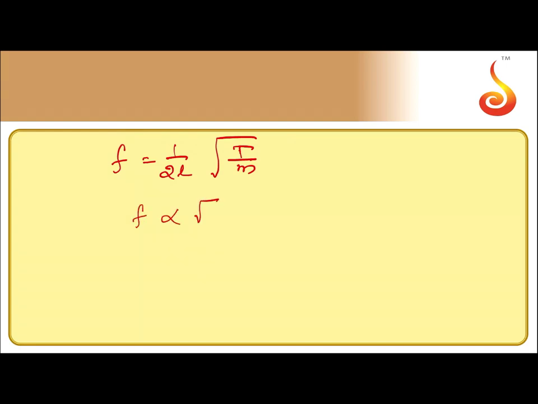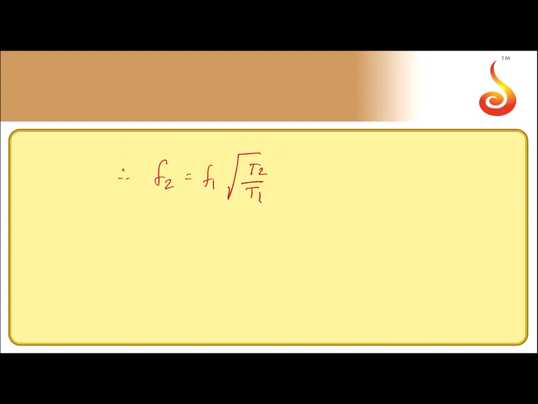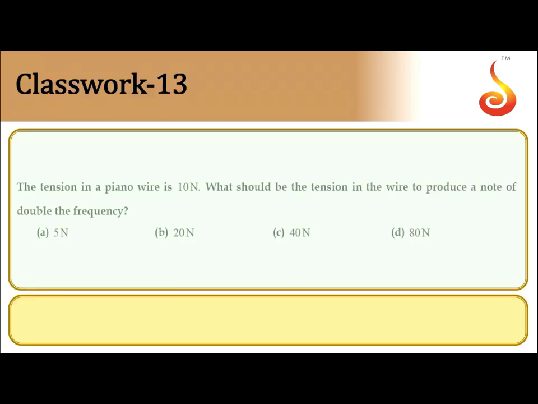So notice that frequency is directly proportional to square root of T. That's right. So F2 divided by F1 is equal to square root of T2 divided by T1. Or I will write F2 is equal to F1 into square root of T2 divided by T1. But he says F2 is equal to 2F. So 2F is equal to F into root of T2 divided by 10. Or T2 is equal to 10 into 4, that is 40 Newton. So the tension required in the wire to produce a note of double the frequency is 40 Newton. C is the correct choice.